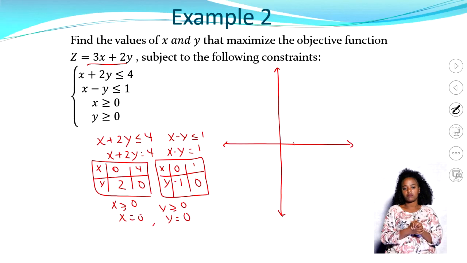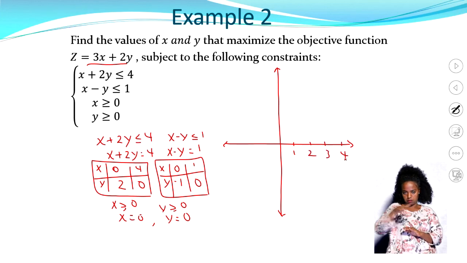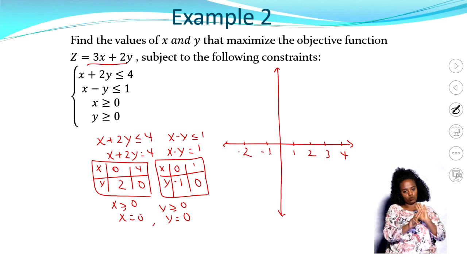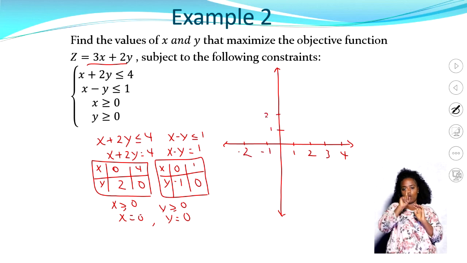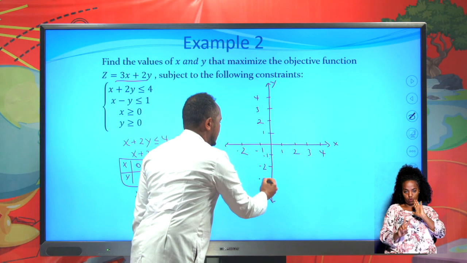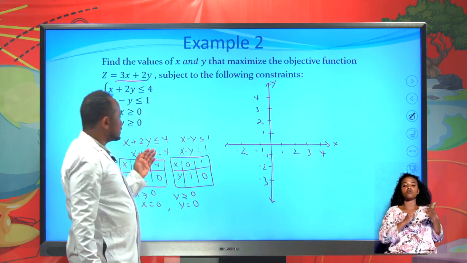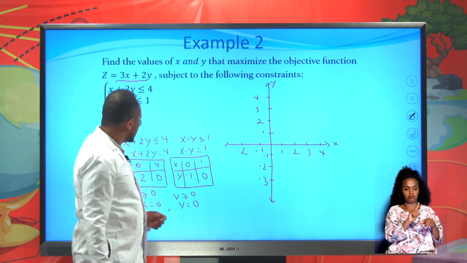We have 1, 2, 3, 4, here minus 1, minus 2, and 1, 2, 3, 4. This is the x-axis and the y-axis. This point, minus 1, minus 2, minus 3. So let's draw the boundary line of each inequality. Let's find the solution region.